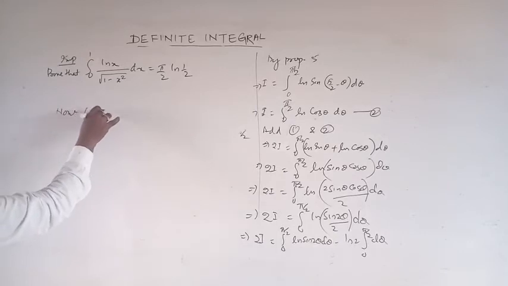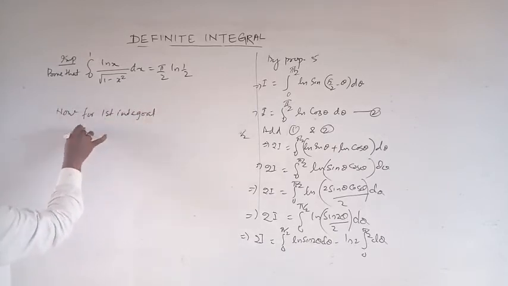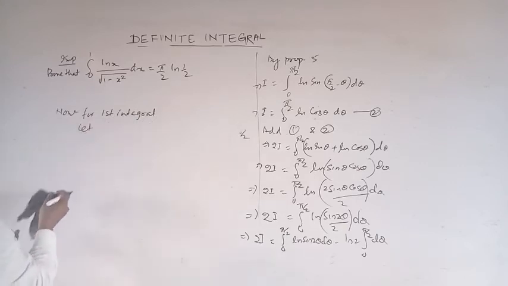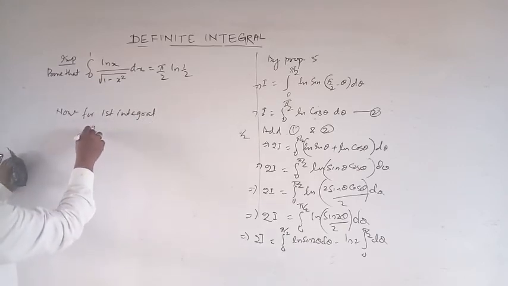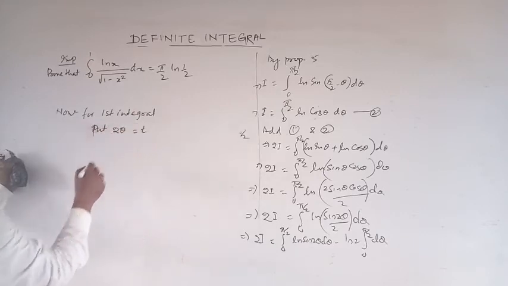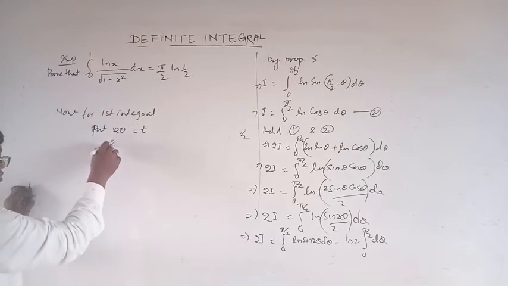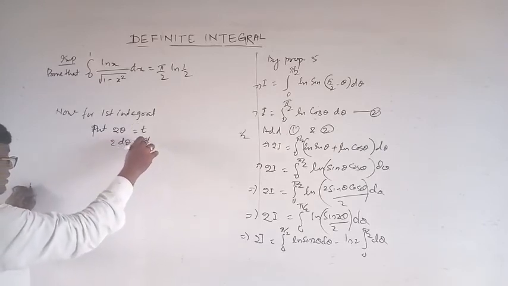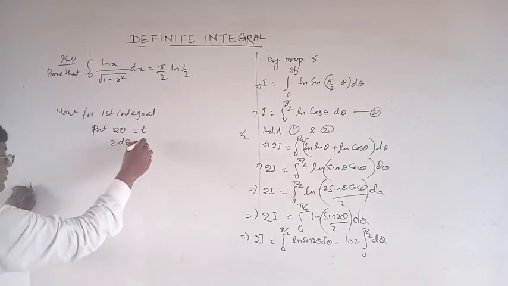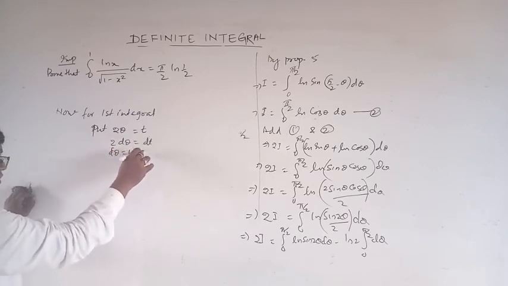For the first integral, put 2 theta is equal to t. Okay, and 2 d theta is equal to dt, and d theta is equal to dt by 2.